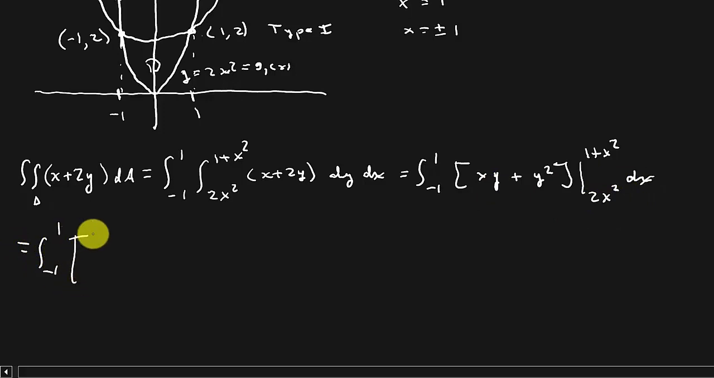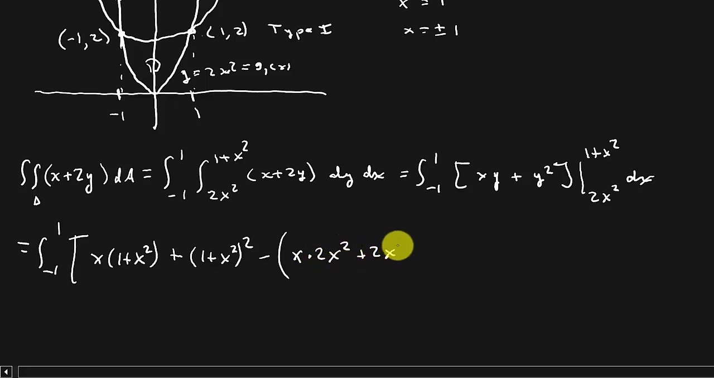And that's going to be, let's see, x times 1 plus x squared plus 1 plus x squared squared. So I just took the 1 plus x squared, plugged it in here for y, and then minus, and now I plug the 2x squared in. So that's going to be x times 2x squared plus 2x squared squared. And then that's dx.